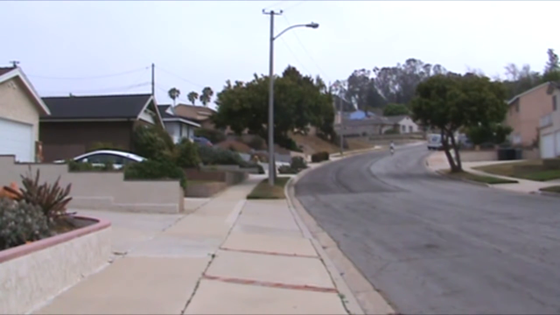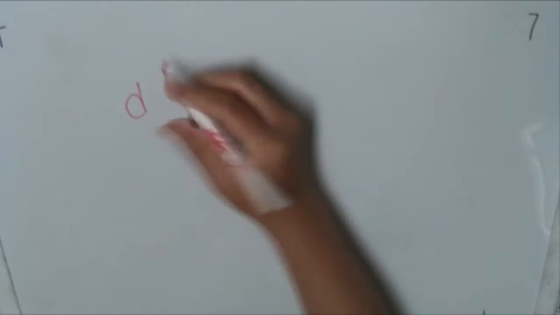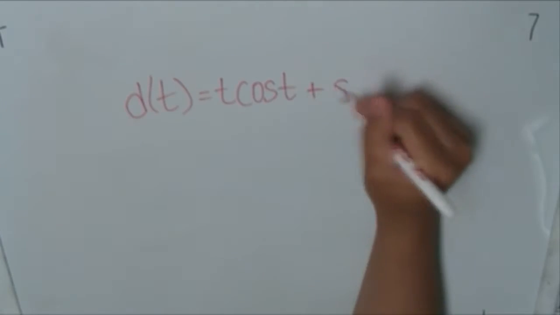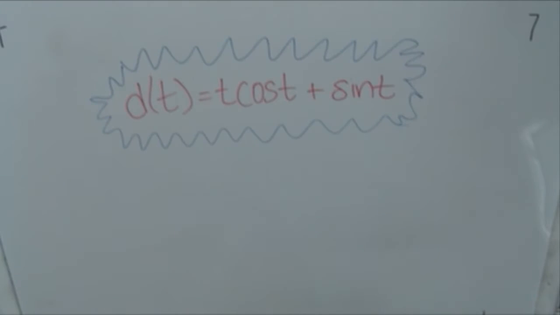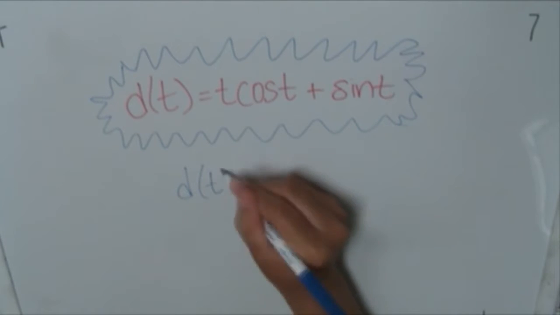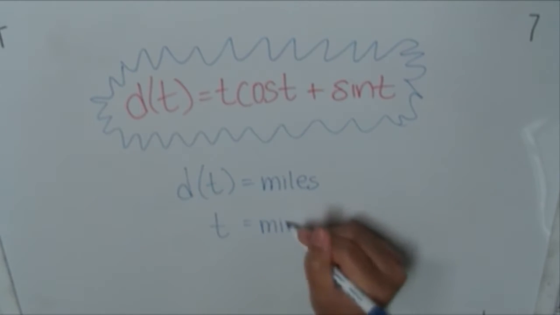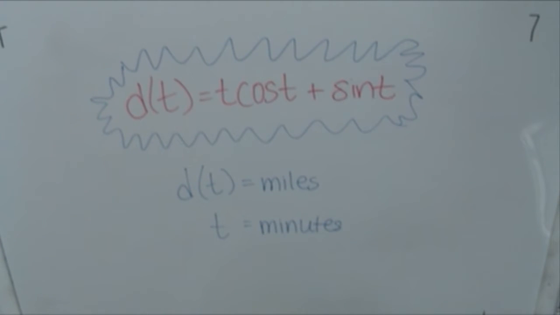Because of the calculus skills that Mr. Reyes has taught her, Irene knows that her bike ride actually involves calculus. This is where the problem comes in. If Irene's displacement is represented by d of t equals t cosine t plus sine t, with d of t in miles and t in minutes, we can use this information to find her average velocity.